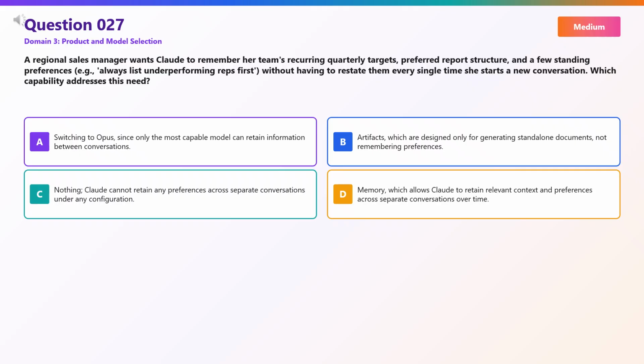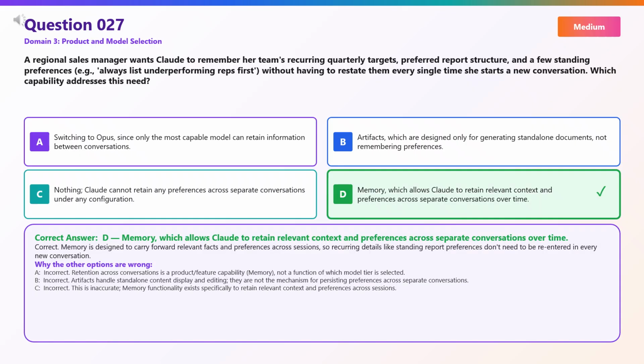The correct answer is D, memory, which allows Claude to retain relevant context and preferences across separate conversations over time. Memory is designed to carry forward relevant facts and preferences across sessions, so recurring details like standing report preferences don't need to be re-entered in every new conversation.